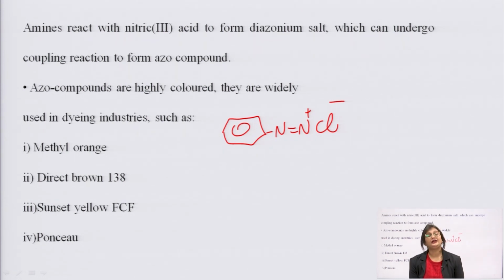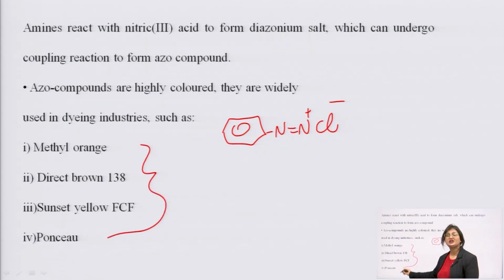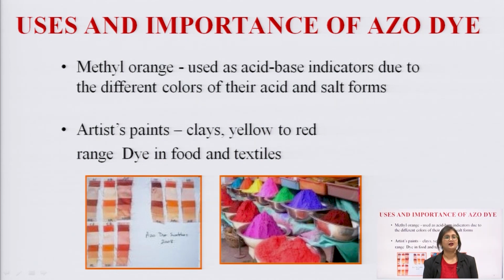Azo compounds are highly colored. They are widely used in the dyeing industry. They have colors such as methyl orange, direct brown 138, sunset yellow and ponceau color. These are just examples of a few of the shades of the azo dyes which have been described. Here you can see a wide range of colors which the azo dye shows, starting from red, yellow, violet, orange, etc.